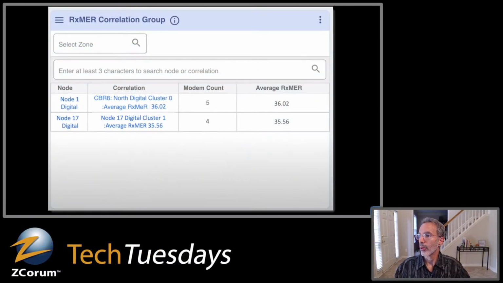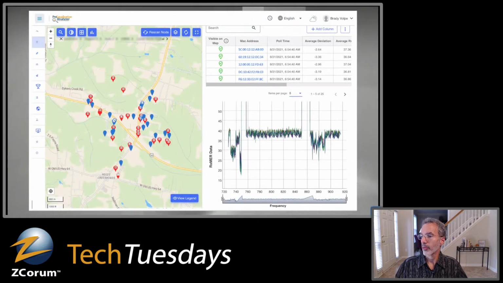So this would be the widget on the dashboard that you see here. It shows you the node, shows you the correlation group name, the number of modems that are in that correlation group, and then it shows you the average RXMER, that would be the RXMER averaged across all of the modems that are in that correlation group. It shows you that. And then as you click in either one of these correlation groups, I can't actually click on anything here, but as I do that, this is basically what pulls up.